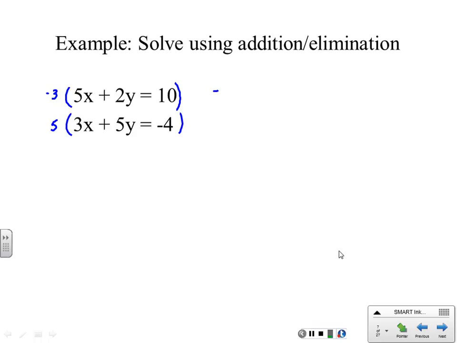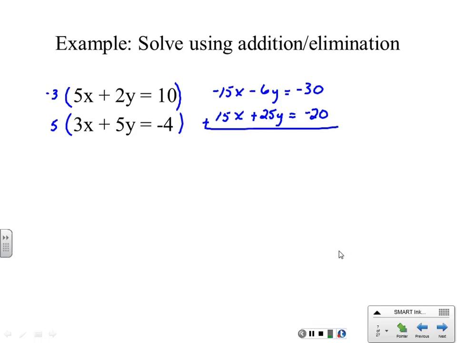So, we'll have a negative 15x minus 6y is equal to negative 30. And then we'll take the bottom equation and multiply through by 5. So we'll have 15x plus 25y is equal to negative 20. Step number 1 is complete. Step number 2 says to add the two equations together.